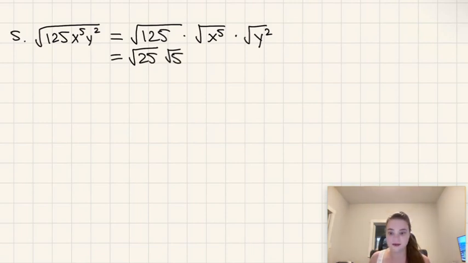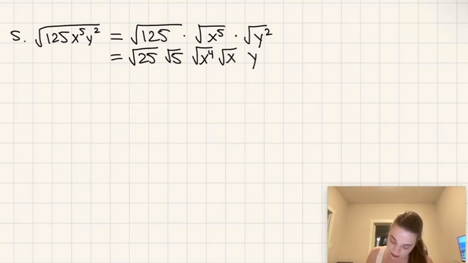x to the power 5 is the same as the square root of x to the power 4 times the square root of x. And then the square root of y squared is y. Then we have 5 root 5 over here, right? Because root 25 is 5, and root 5 is just root 5. The square root of x to the power 4 would give us x squared. And then root x can stay as is, and y can stay as is.